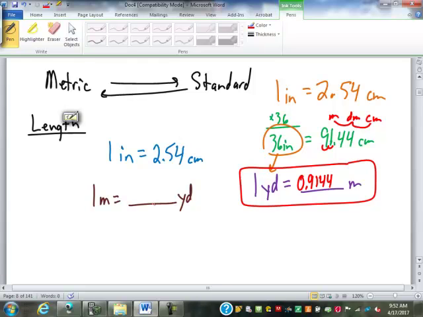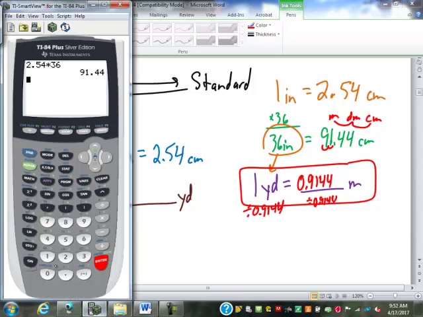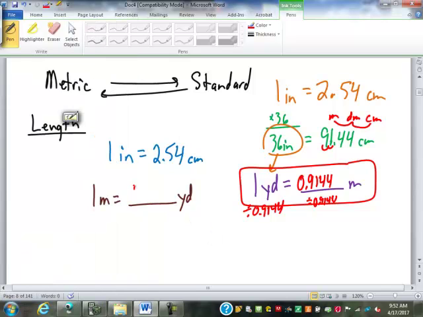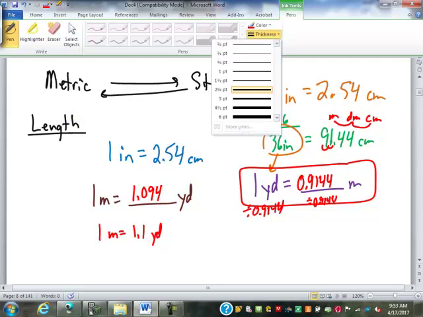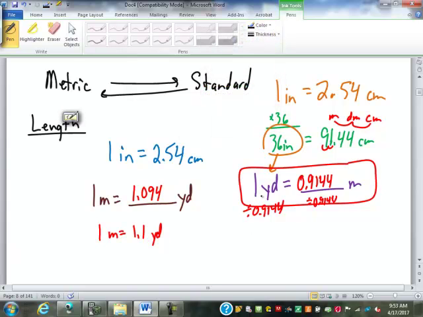If I wanted to go the other direction, 1 meter, well, I'd divide both sides of this by 0.9144. So 1 divided by 0.9144, 1.094 we'll call it. So 1 meter is 1.094 yards. Most often, I believe this book calls it 1 meter is 1.1 yard. Well, let's look at this again.